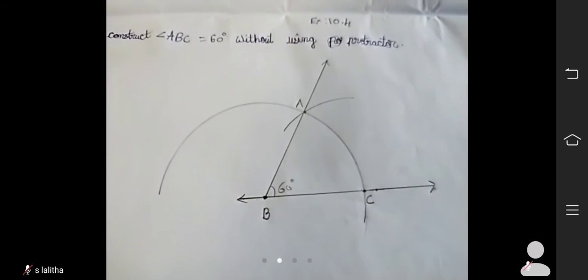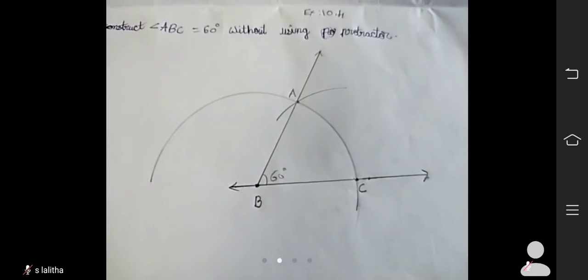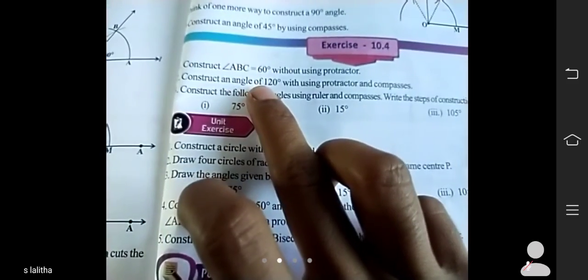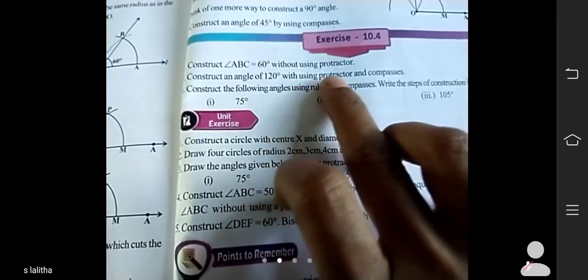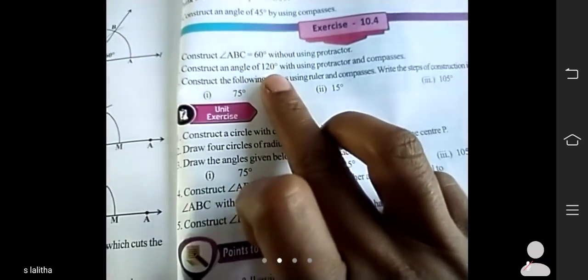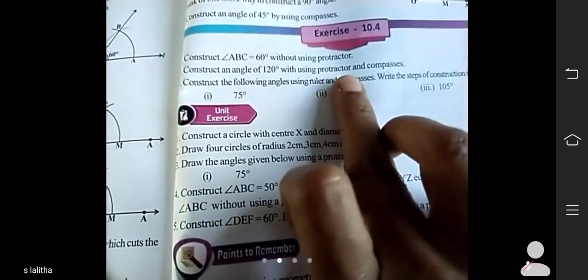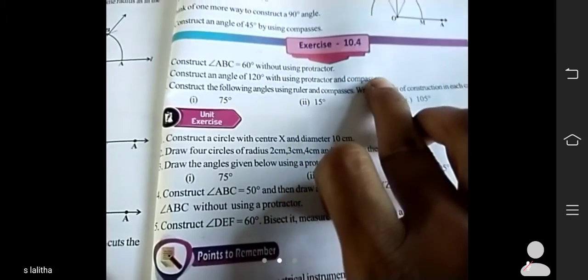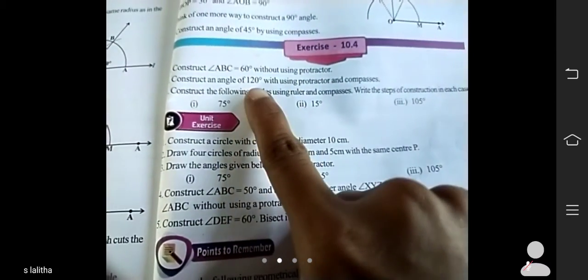Now write the next question, second question. So what is the second question? Construct an angle of 120 degrees using protractor and compass. So you have to construct an angle of 120 degrees using protractor and compass both. So first you have to draw angle 120 degrees with protractor. Okay.